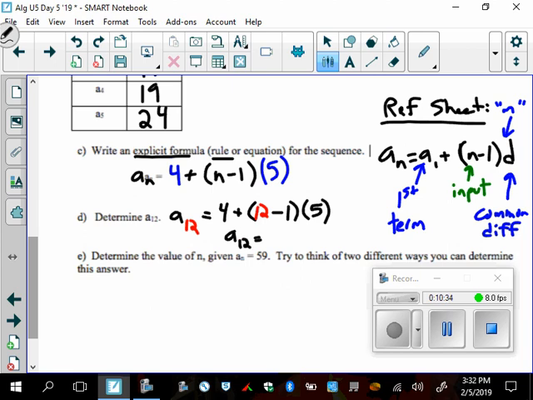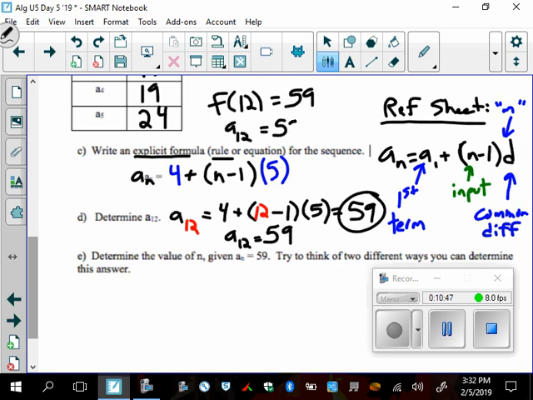And if I do the 12th term, that ends up giving me 59. So your answer is 59. Okay, it could look like this: f of 12 equals 59, input, output. A sub 12 equals 59 is exactly the same thing.